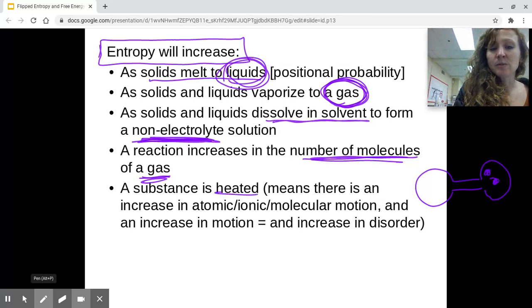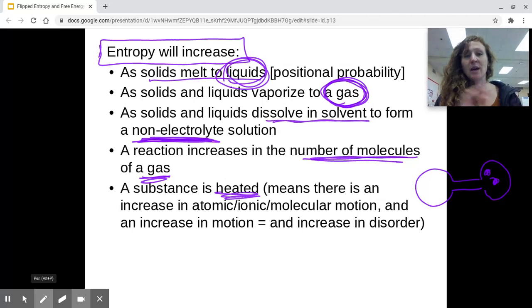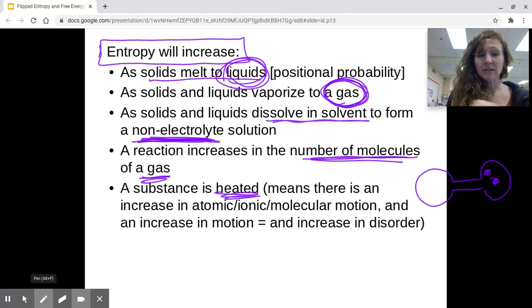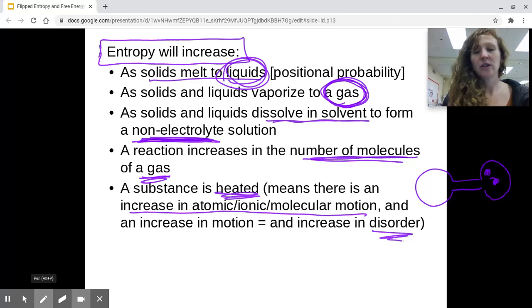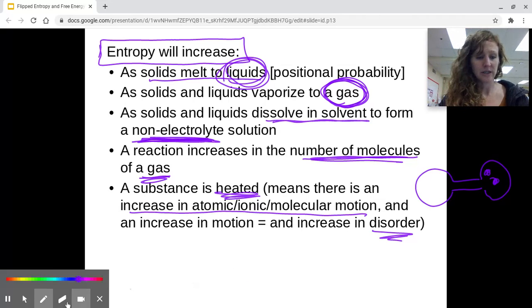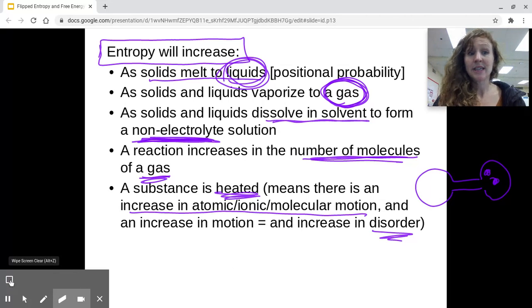And then a substance being heated. Again, temperature for us is very closely related to kinetic activity. So if something is heated, that means it starts to move faster. Its average speed is greater. And if there's an increase in atomic, ionic, or molecular motion, there's going to be an increase in disorder also. So these are the scenarios in which entropy will increase, and we can use these scenarios to predict entropy.